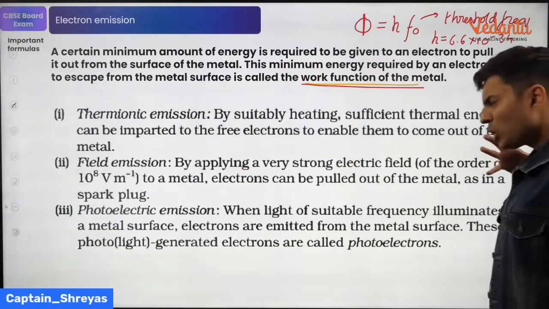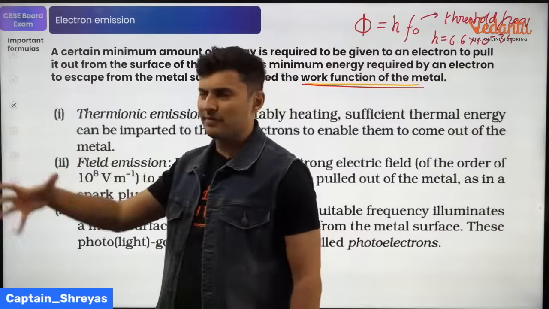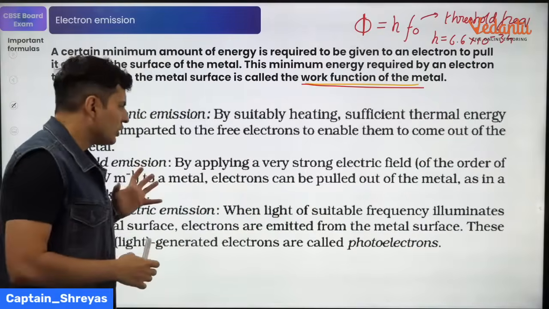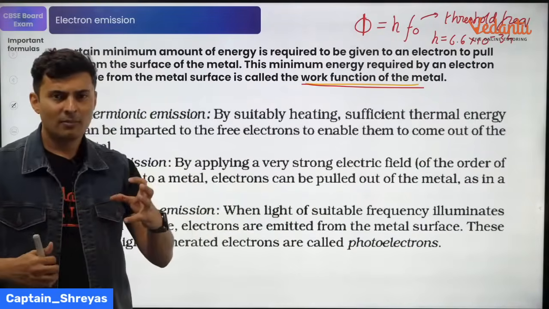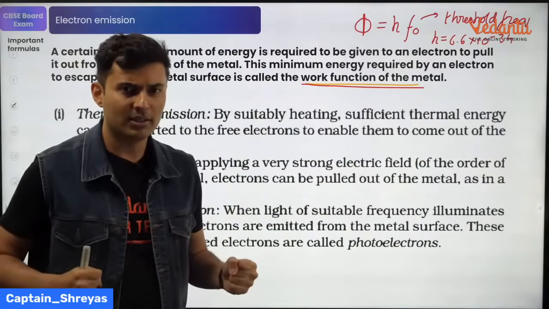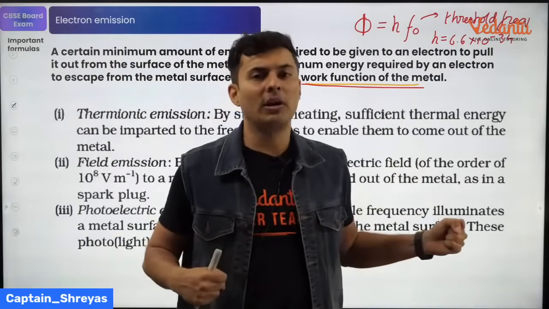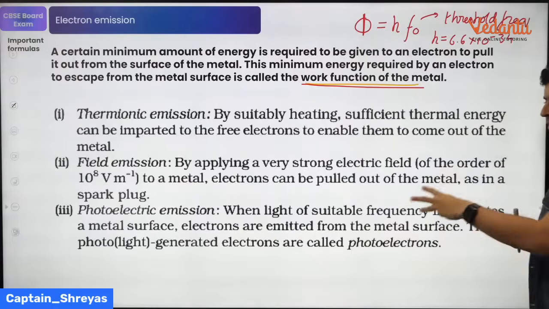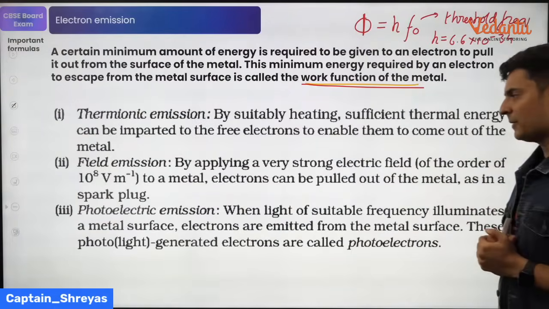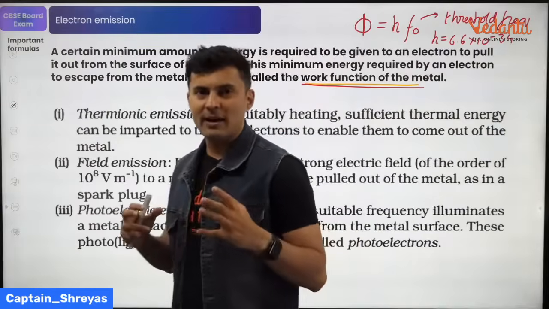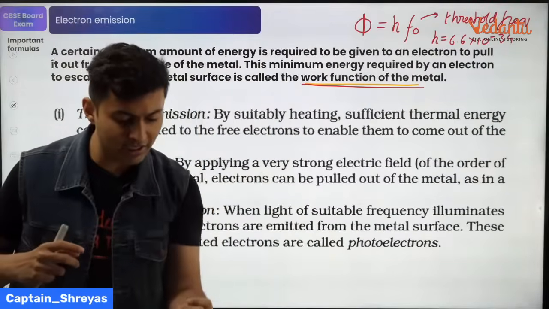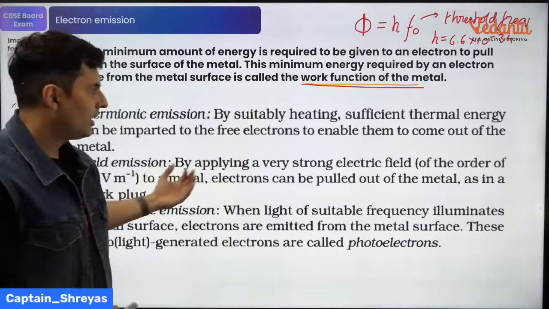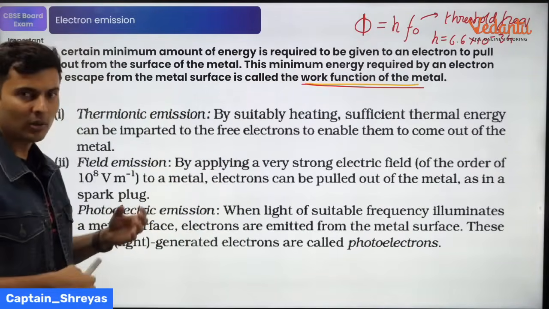Field emission. You apply a strong electric field. We know electrons are charges, so they will get affected by the electric field. So if you create a strong field by applying a suitable potential difference, that field will pull that electron out, and that's how you get field emission. The third one is photoelectric emission. In photoelectric emission, the energy from light is utilized to knock that electron out, and then you see the electrons getting knocked out with certain energy.